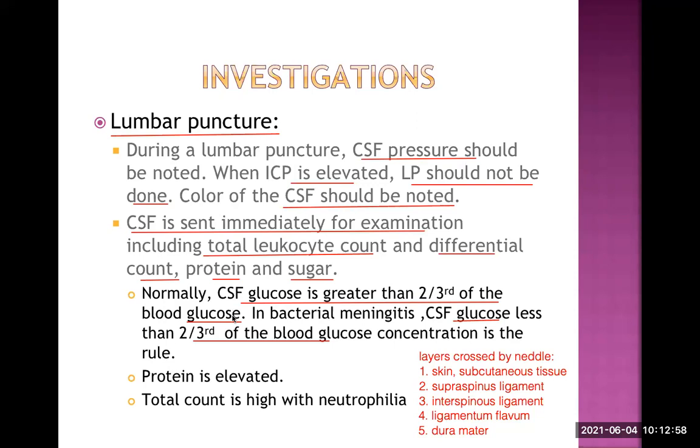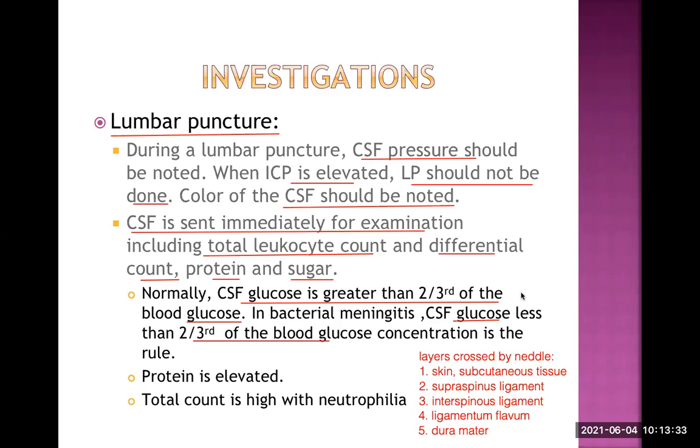I'll give you one small example here. For example, this patient is a diabetic patient, but this patient is a hypoglycemic patient already. And during that situation, if we do not follow this 2/3 of the blood glucose rule, we cannot say whether this much sugar is already low according to the blood sugar or is it normal. That's why always follow this rule. You don't need to do anything, just order blood glucose and calculate what is 2/3 of the blood glucose. That's it. And compare that amount with the CSF glucose.